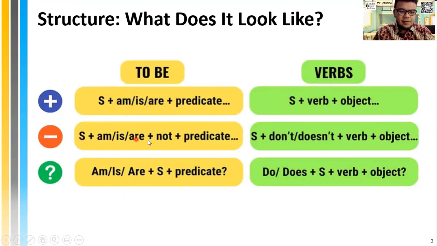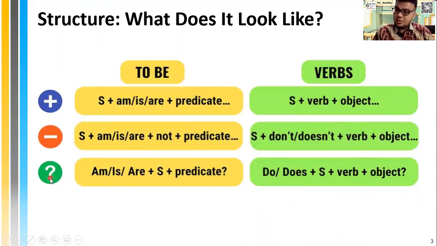The negative is almost the same with this, but with a not. I am not an engineer, for example, right? She, with verbs, she doesn't like apples. So like is the base form, right?